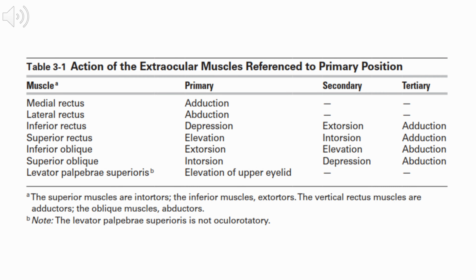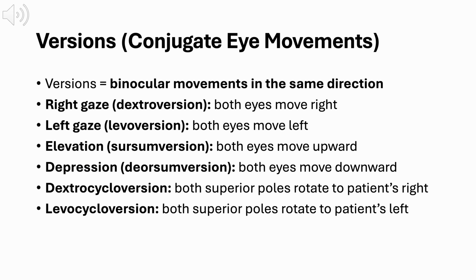Okay, now let's talk about versions, which refers to binocular eye movements, meaning both eyes move together in the same direction. When both eyes move to the right, this is called right gaze, or dextroversion. When both eyes move to the left, this is left gaze, or levoversion. Upward movement of both eyes is called elevation, also known as circumversion, while downward movement of both eyes is depression, or deorsumversion.